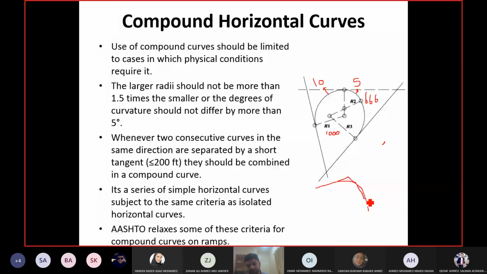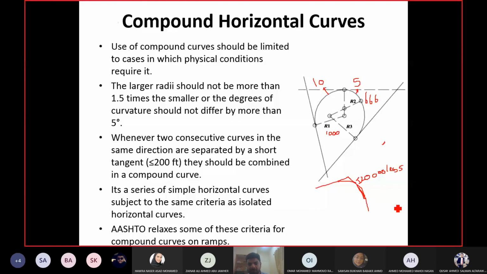2 tangents. Okay, now if the length between these two curves is 200 feet or less, then you should make them into a compound curve. Okay, if the difference between two consecutive curves which are in the same direction is 200 feet or less, then you should combine them into a compound curve. Okay, don't design two circular curves separately. Combine them. It will be more beneficial for the design.